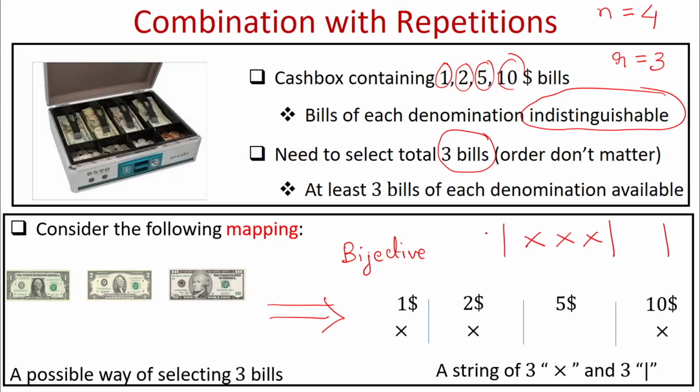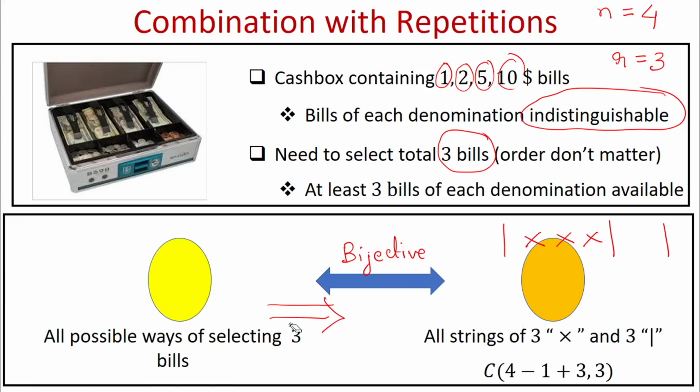So since I have two sets here and I have defined a mapping which is one to one, namely injective, and surjective as well, this mapping is a bijective function. That means the total number of ways of selecting three bills is equivalent to finding the total number of strings of length 6, which has three crosses and three vertical lines. And it's easy to see that the number of such strings is this.